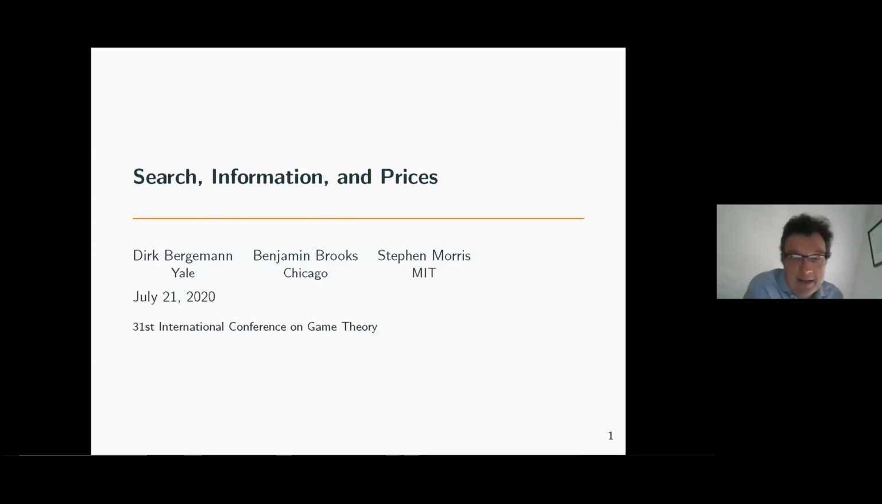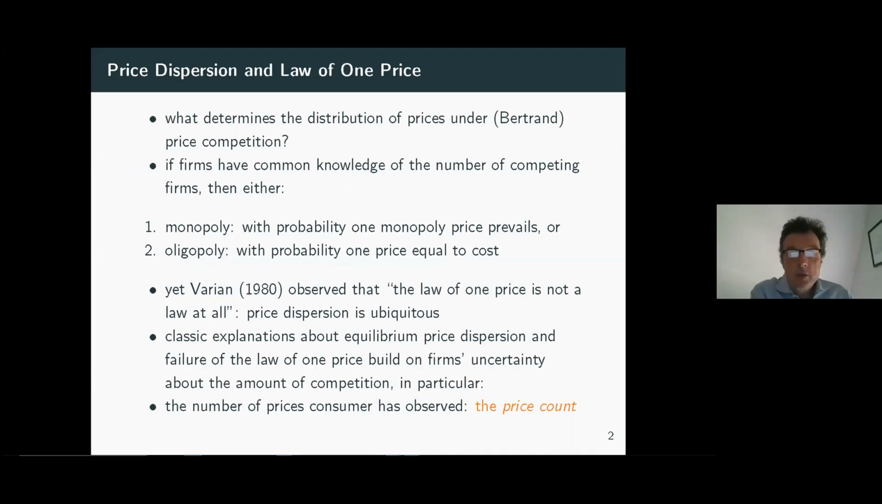Thank you, Pradeep. So this is joint work with Ben Brooks and Stephen Morris, and I think both of them are in the audience, so they can jump in if I get things wrong. The title of the paper is Search, Information and Prices. And what we're trying to do here is to see what we can say about how the distribution of prices are determined in a standard model of price competition for homogeneous goods.